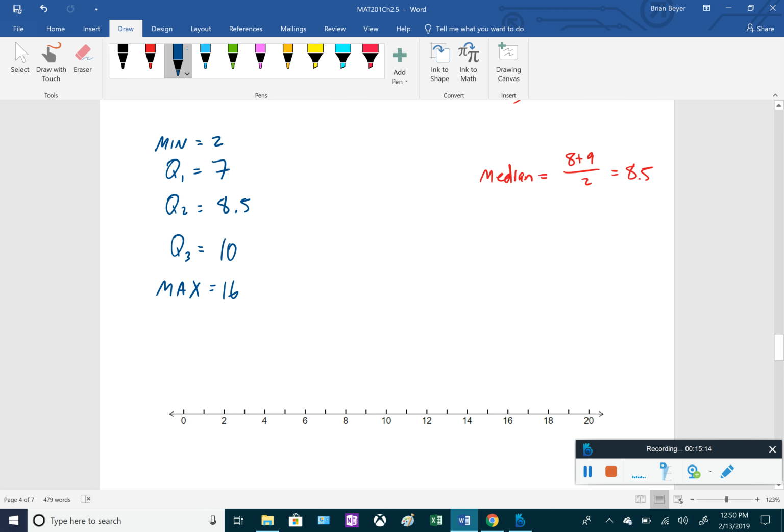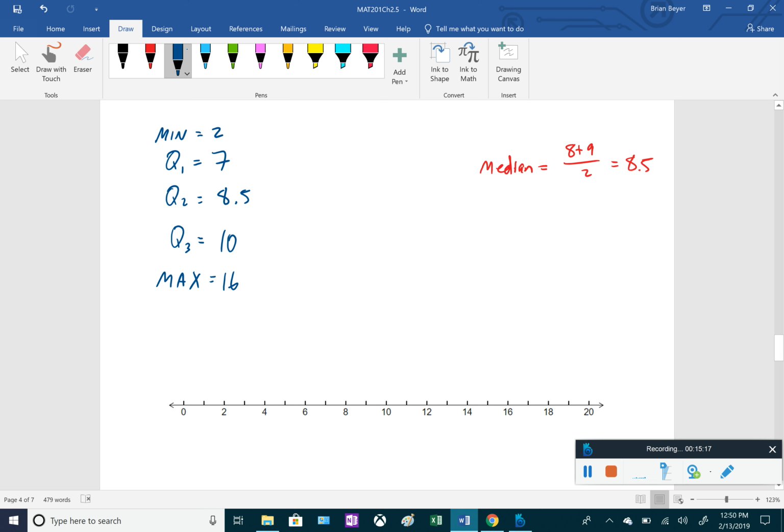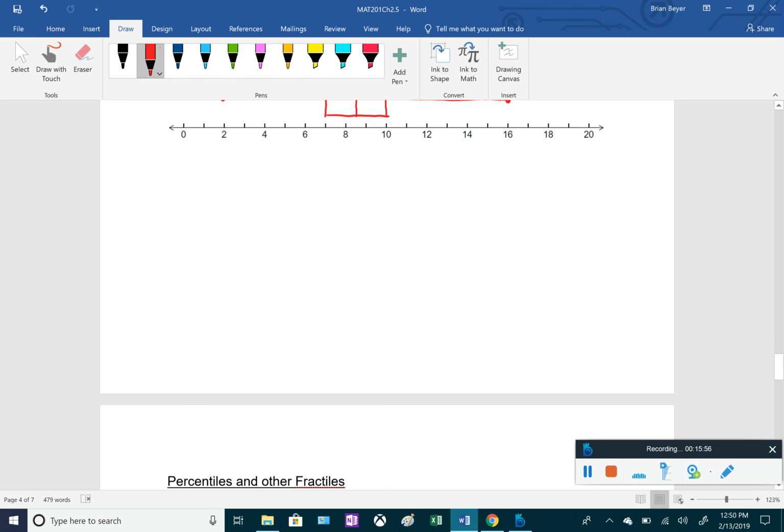So we're going to use that to create a box and whisker plot. So the minimum of 2 right here. Q1 is 7, so right here. Q2, 8.5. Q3 is 10. And the max is 16. So we have a box. And connect your whiskers, and that is our box and whisker plot. So this one actually looks kind of decently symmetric compared to the other one. Okay, so that's it for that portion.